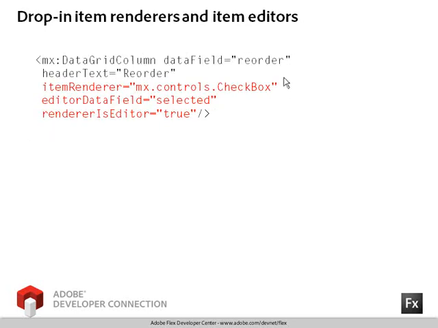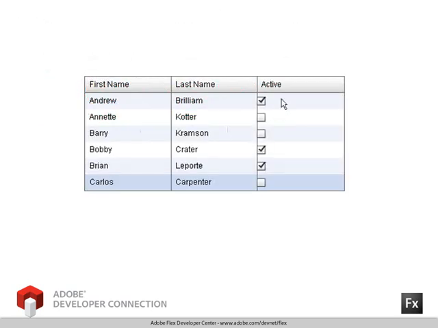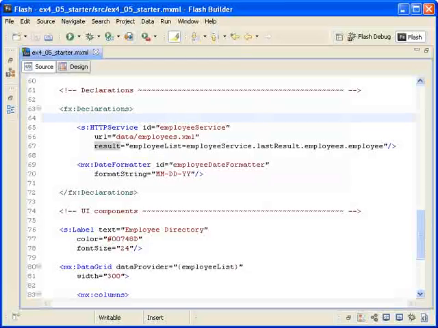In this code example, you can see that the checkbox class is referenced as the item renderer property. Since the selected property of the checkbox control tells you whether the control is selected or not, you use that value in the editor data field property. Note that this example also has the renderer is editor property set to true. This will ensure that the checkbox control will be displayed as shown here, whether you are simply rendering or editing the column.